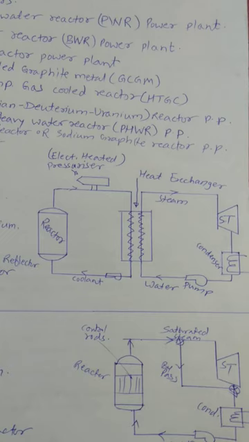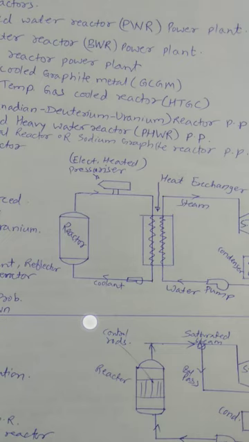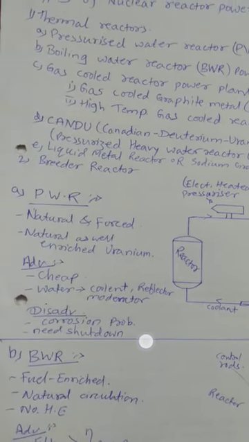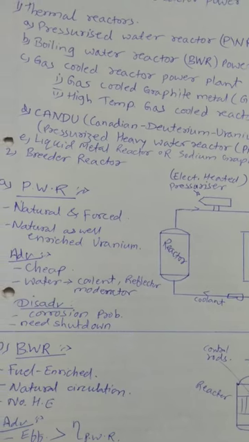We can also call it a steam generator, and then the steam moves to the steam turbine, where electricity is generated with the help of the generator. So the only difference is that this uses pressurized water, that is pressurized in a pressurizer, and the remaining parts are the same. Natural and forced circulation can also be used. It can use natural uranium and enriched uranium. Both can be used in this type of reactor.